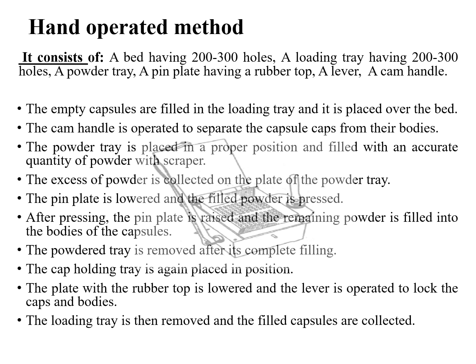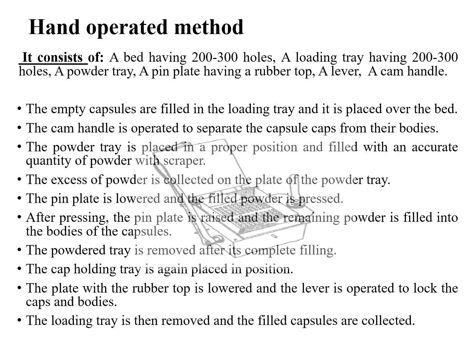This is how we proceed. The empty capsules are filled in the loading tray and it is placed over the bed. The cam handle is operated to separate the capsule caps from their bodies. The powder tray is placed in the proper position and filled with an accurate quantity of powder with a scraper. Excess powder is collected on the plate of the powder tray. The pin plate is lowered and the filled powder is pressed. After pressing, the pin plate is raised and the remaining powder is filled into the bodies of the capsule.